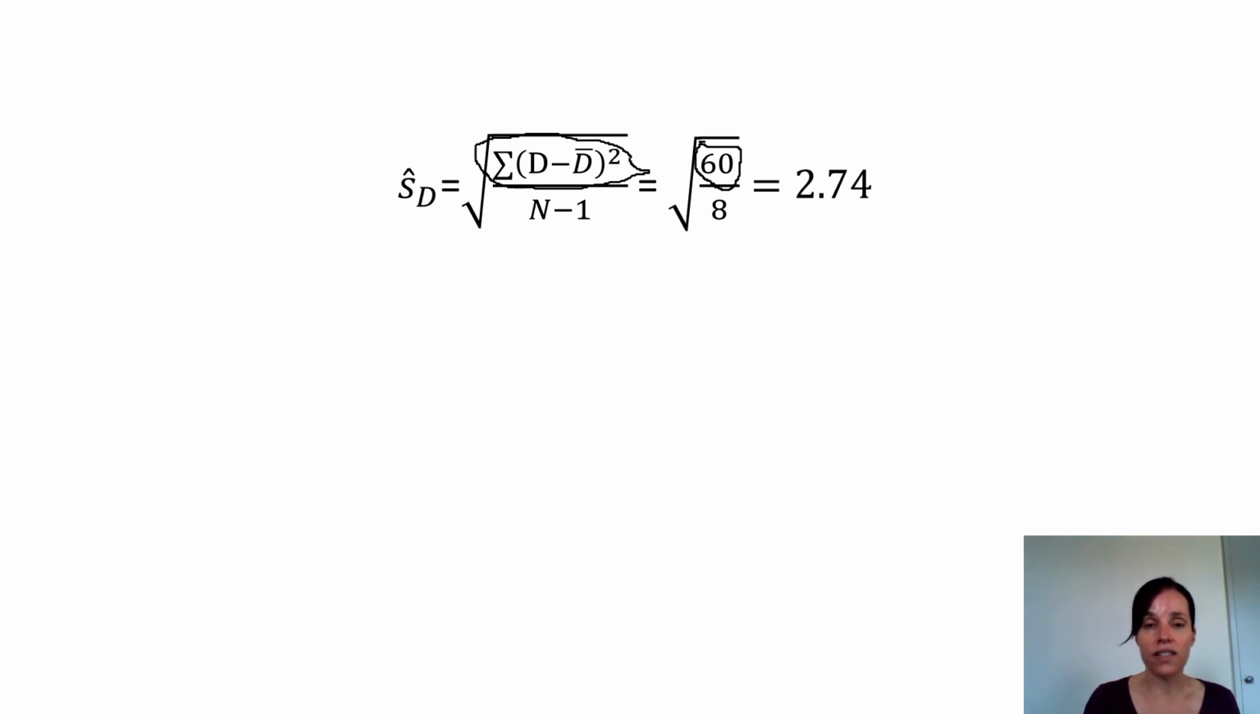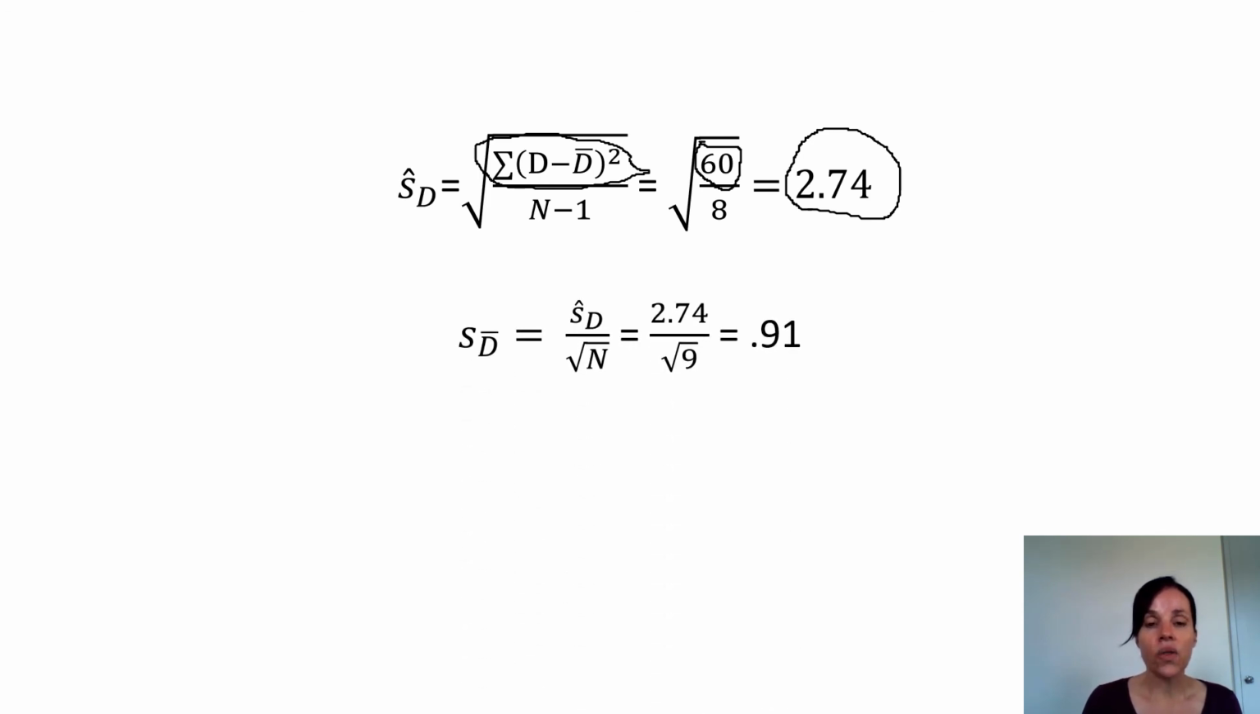I'm going to divide the sum of the squared deviations by n minus 1. In this example, n is 9, so n minus 1 is 8. So S hat sub D, the standard deviation of the difference scores, is 60 divided by 8, and then take the square root. So it comes out to 2.74. Make sure you can get that number.